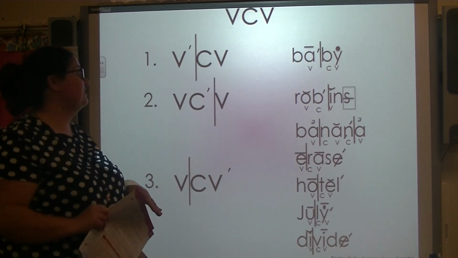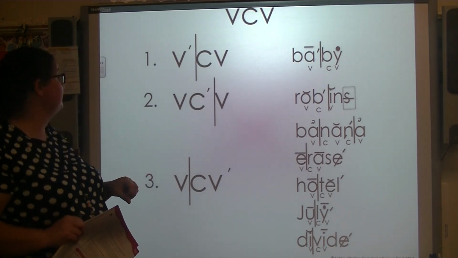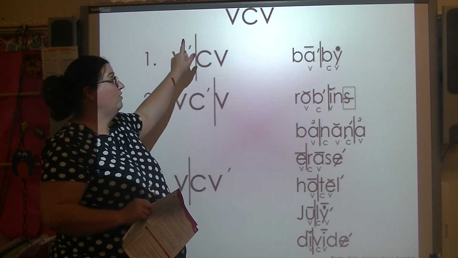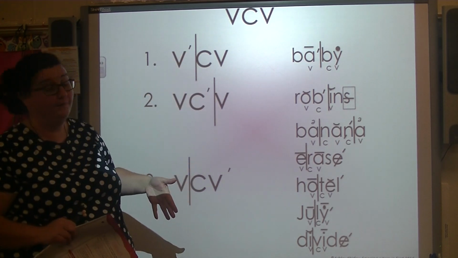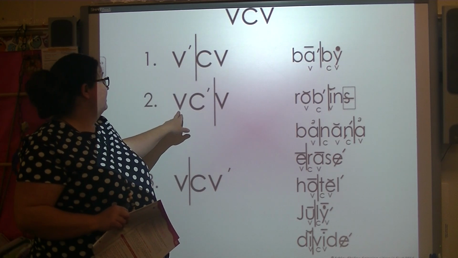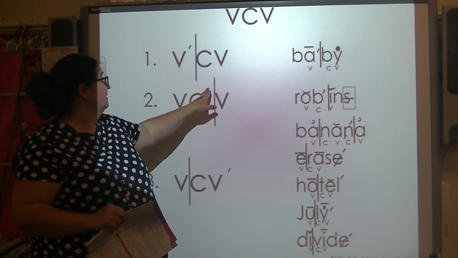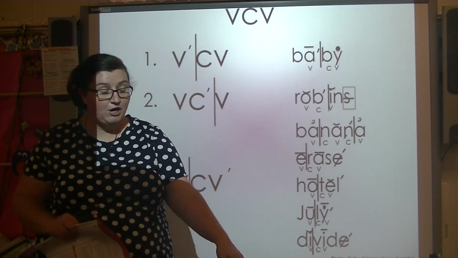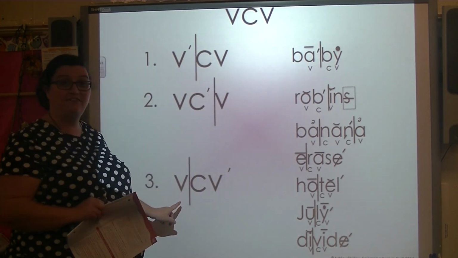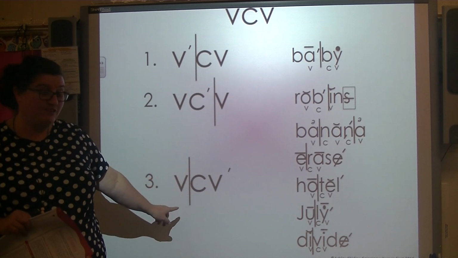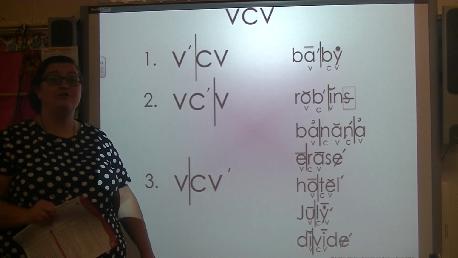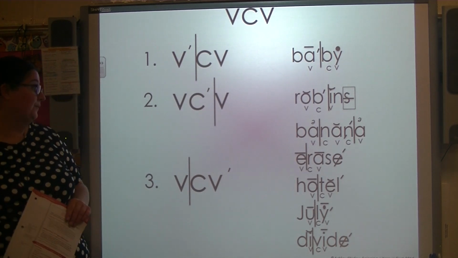So we have learned different places where you can divide. For vowel, consonant, vowel, you can divide after the vowel, accent on the first syllable. You can divide after the consonant, accent still on the first syllable. If none of those work, then you come back to the first spot, divide after the vowel, but you move your accent to the second syllable.